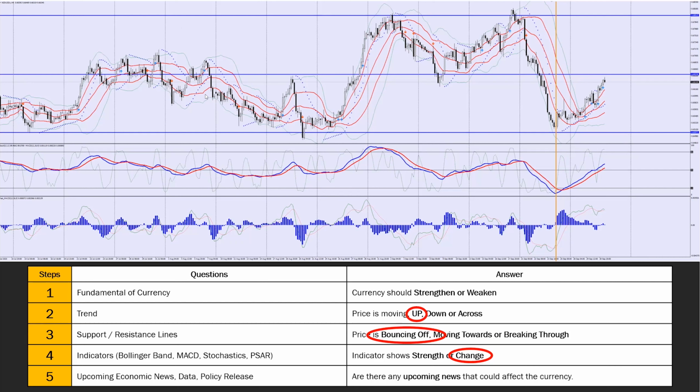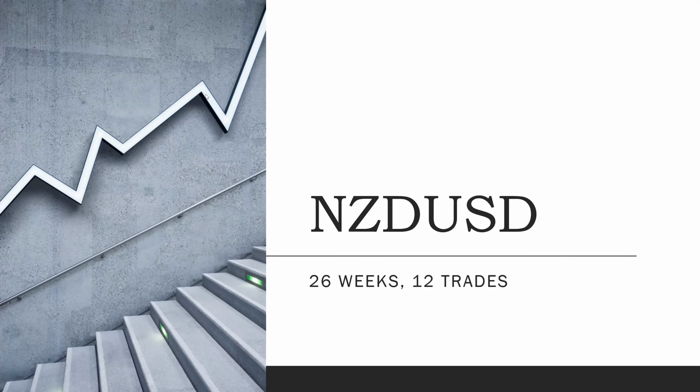One thing you also want to take note of is that we looked at the New Zealand US dollar, 26 weeks, 12 trades. Put that together with the Aussie US dollar, within approximately the same period, 22 weeks, we got 12 and 10 trades. In this 26-week period, you would have 22 trades. Almost a trade a week. And you would see that the percentage of success for those 22 trades is very high. The profit margin for those 22 trades is very high.